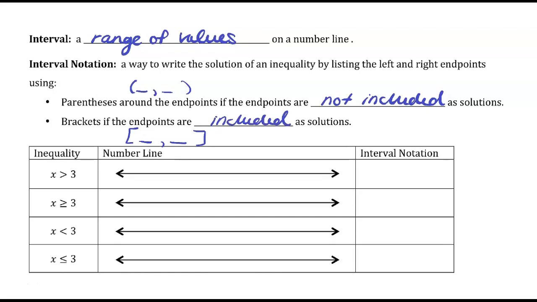Let's look at some examples where we'll change from an inequality to graphing on a number line and then writing with interval notation. Notice that for these inequalities, I have the same endpoint of 3, but they are all different inequality symbols.